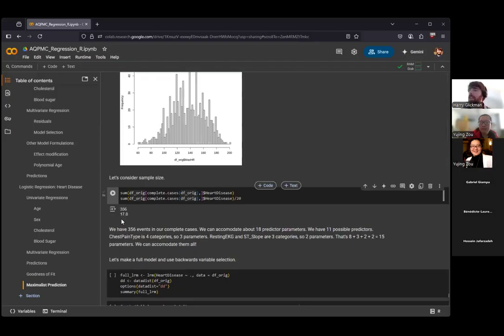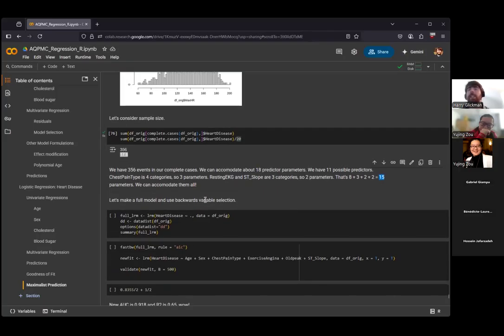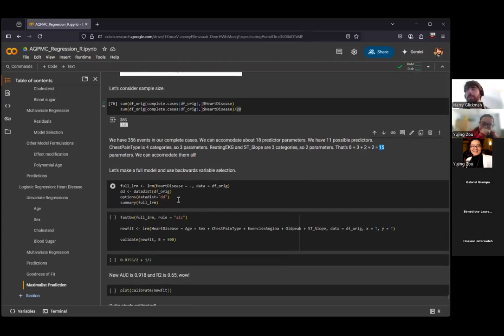So we have 356 events in this full data frame. And if we're using our 20 predictor parameter rule of thumb, that lets us use 18-ish parameters. And we have 11 possible predictors, although some of them have multiple parameters. But we have 15 parameters in these 11 predictors. So we can use all of them, which is good. So this isn't too crazy, what we're doing here, in terms of accuracy and stability.